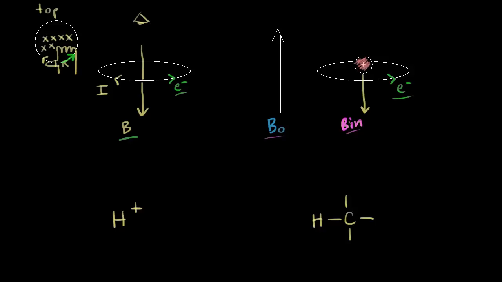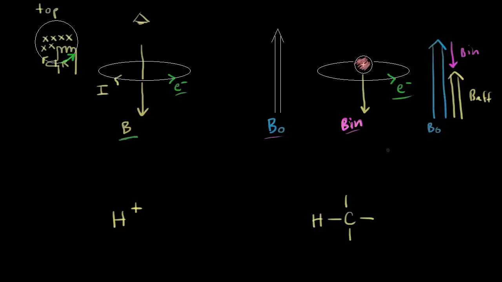So let's think about that. If we have an applied magnetic field of a certain magnitude, B0, and the circulating electron density produces an induced magnetic field that opposes the applied field, the proton is going to feel an overall smaller magnetic field. Let me go ahead and draw that in here. The proton experiences a smaller magnetic field, which I will call B effective, the effective magnetic field that the proton experiences.